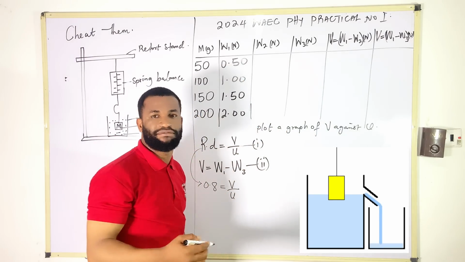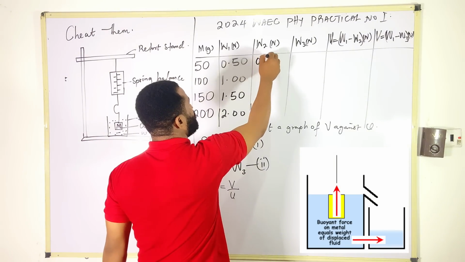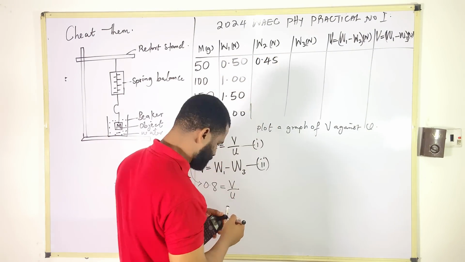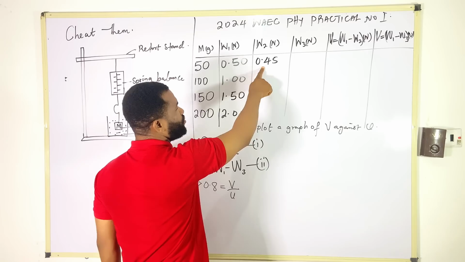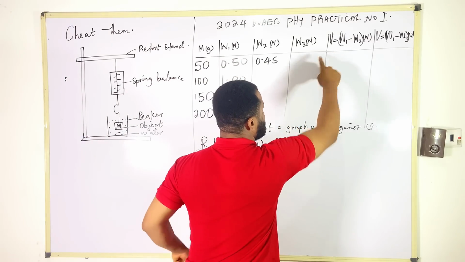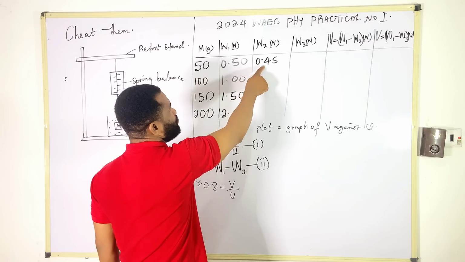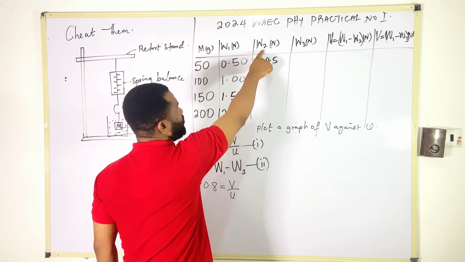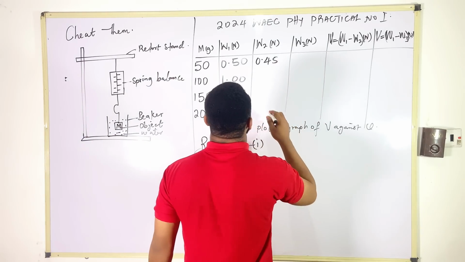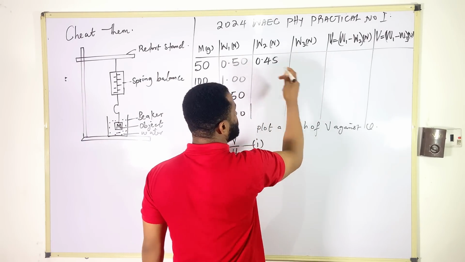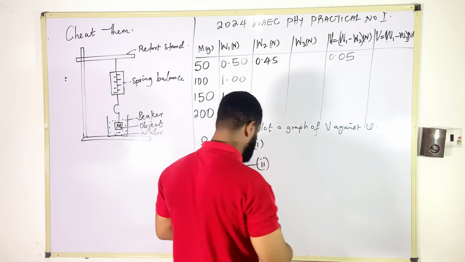If I divide 45 by 100, so that I convert it to Newton, I'm going to have 0.45. Good. So I've gotten this. So what should I do? I will now get this. To get this, I'm going to say 0.5 minus, because W1 minus W2 is going to be this. So 50 minus 45 is 5, it's going to be 0.05.